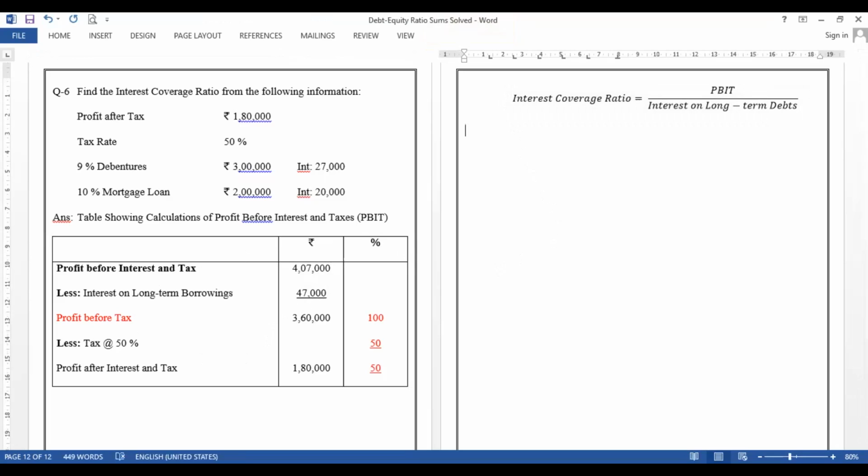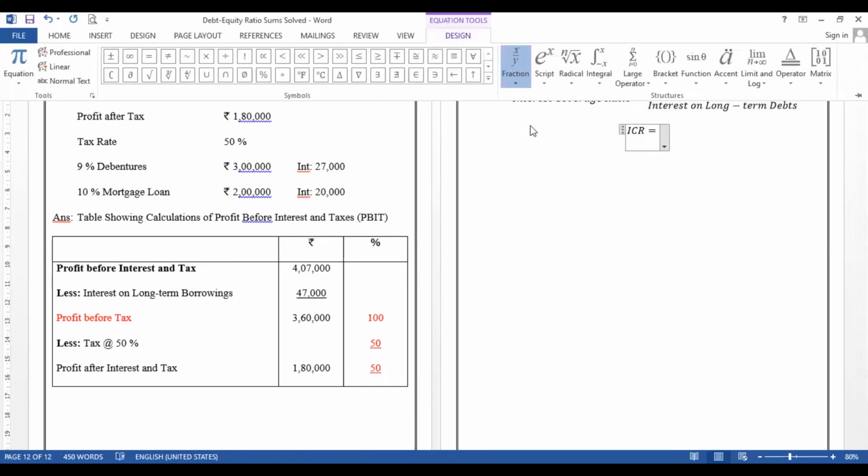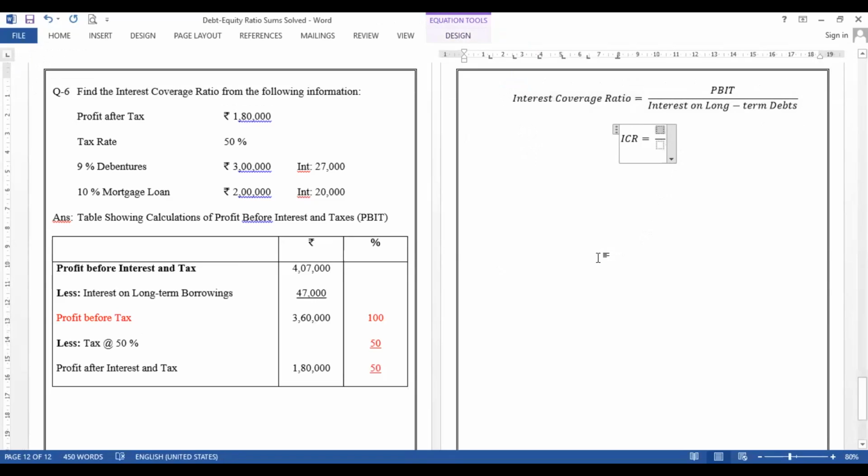Let us apply the values in the formula. Interest coverage ratio is equal to profit before interest and taxes. We can see that profit before interest and taxes has come to rupees 4,07,000, to be divided by interest on long-term debts, that is 47,000. So 4,07,000 divided by 47,000, and the answer comes to 8.66 times.